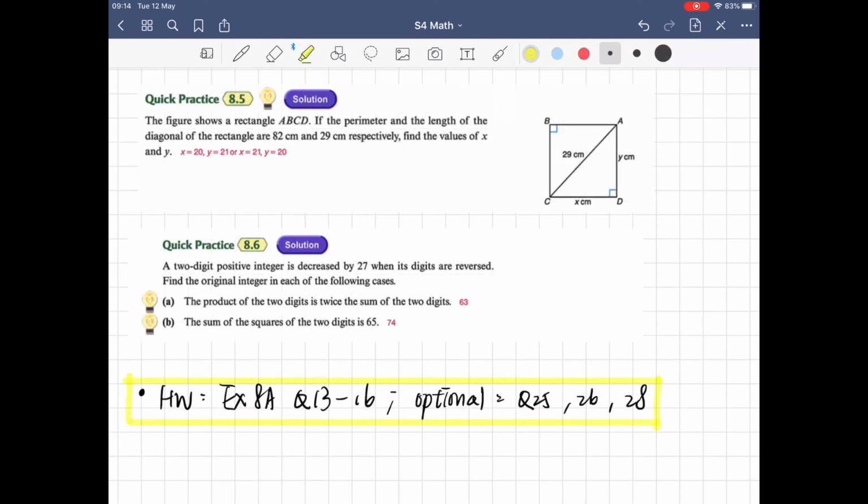For the remaining time, please help me to finish the two quick practices 8.5 and 8.6. And for the yellow box, exercise 8A, questions 13 to 16, and optional questions 25, 26, and 28 are the homework for today.